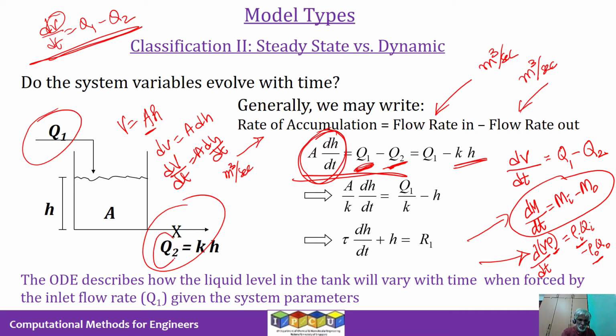So you say this Q2 is equal to K times H. This is an empirical relationship that you get from experimental data. If the height of water inside the vessel is high, then Q2, the flow out, will be high because of the hydrostatic head. So here we are assuming that the outflow Q2 is proportional to the height of water in the tank. If H is 0, the outflow will be equal to 0. If there is no water in the tank, Q2 will be equal to 0.